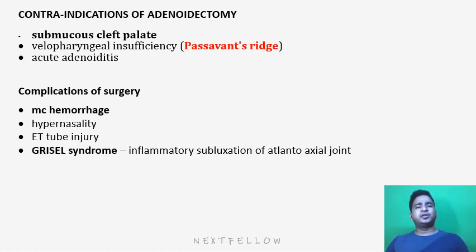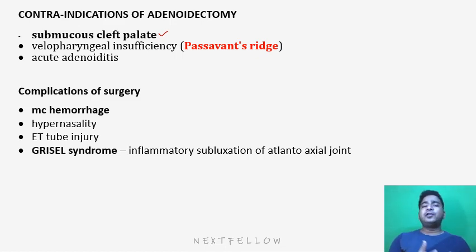What are the contraindications of adenoidectomy? The first one is submucous cleft palate. We have already discussed this in tonsillectomy. It is again a contraindication, because if the patient has a submucous cleft palate, there is no bony structure in the palate, only submucosa and mucosa. So if we remove the adenoid, there will be hypernasality. And whenever the patient tries to swallow or chew some food, it will go into the nose along with going into the esophagus. So that is a contraindication.